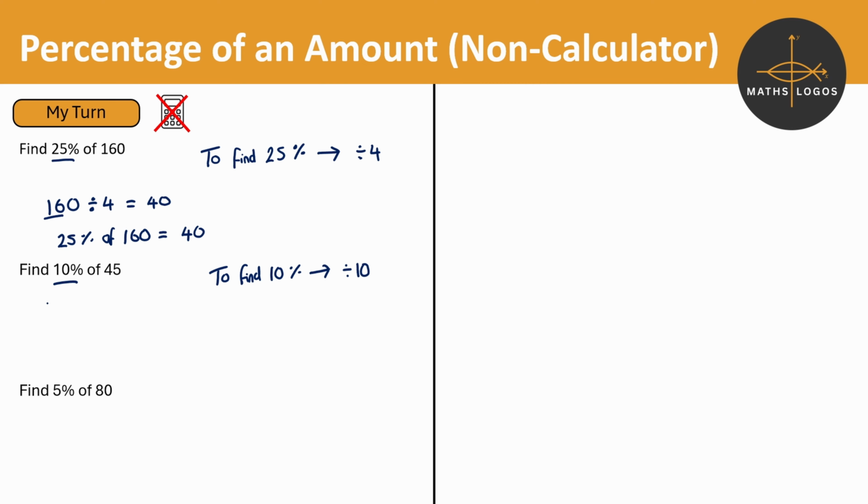So to find 10% of 45, I'm going to divide 45 by 10. And that gives me an answer of 4.5. Putting that into a final sentence, I've said 10% of 45 is equal to 4.5.